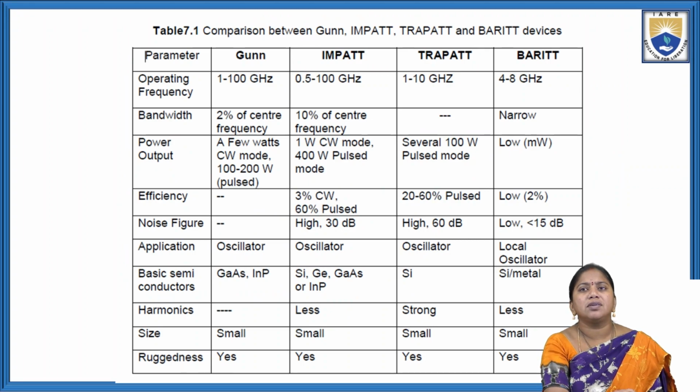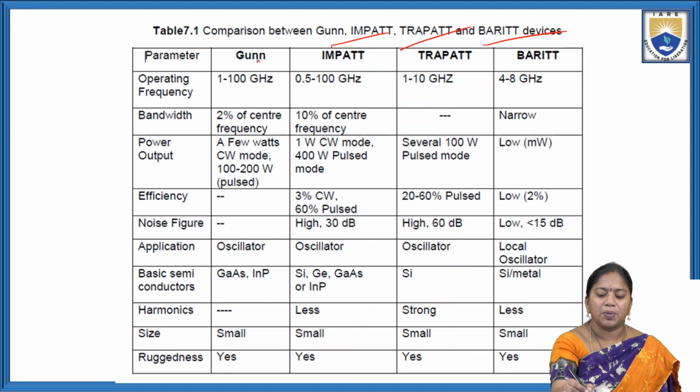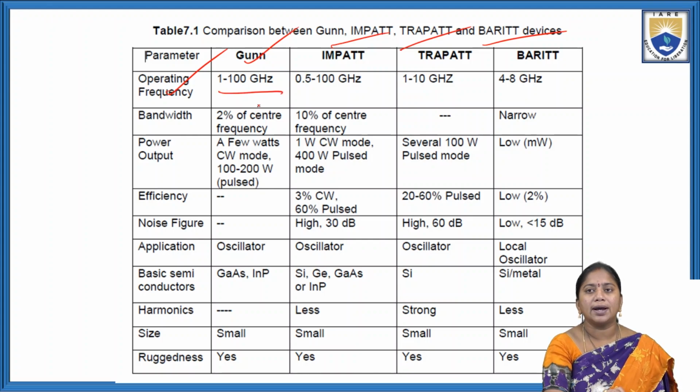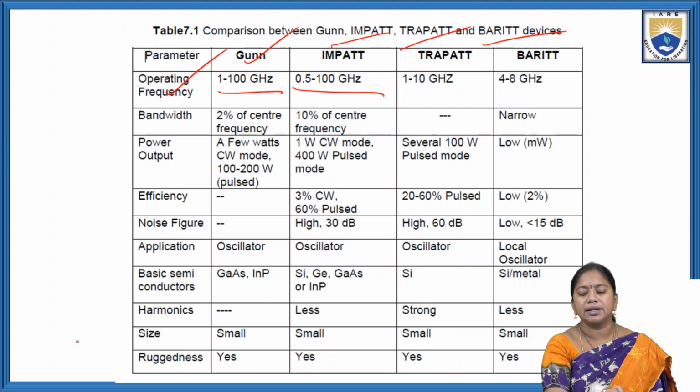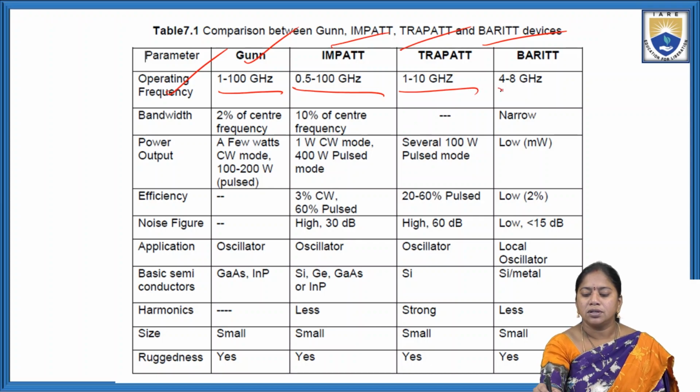Now the comparison between the Gunn diode, impact diode, TRAPATT diode and barrier diode. These are the parameters. First is the operating frequency. For the Gunn diode it is 1 to 100 GHz, impact diode is 0.5 to 100 GHz, TRAPATT diode is 1 to 10 GHz, and barrier diode is 4 to 8 GHz.